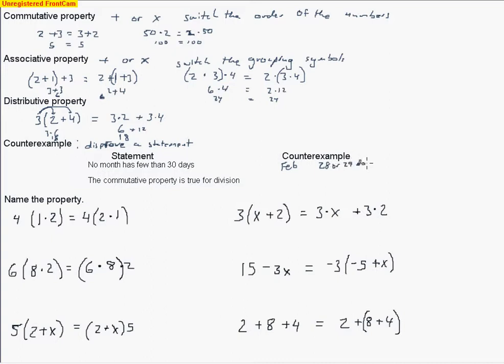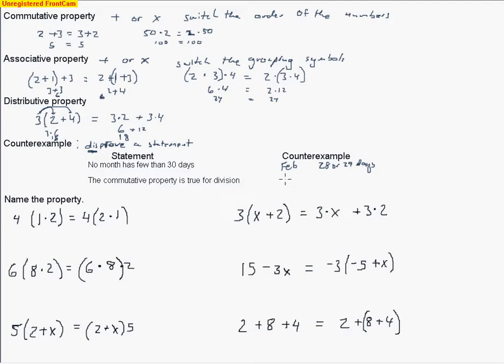So there is a counterexample that shows that this statement is false. It disproves it, it makes it false. And another one would be a statement saying the commutative property is true for division. So this is a great way to prove that a property doesn't work for division or subtraction.